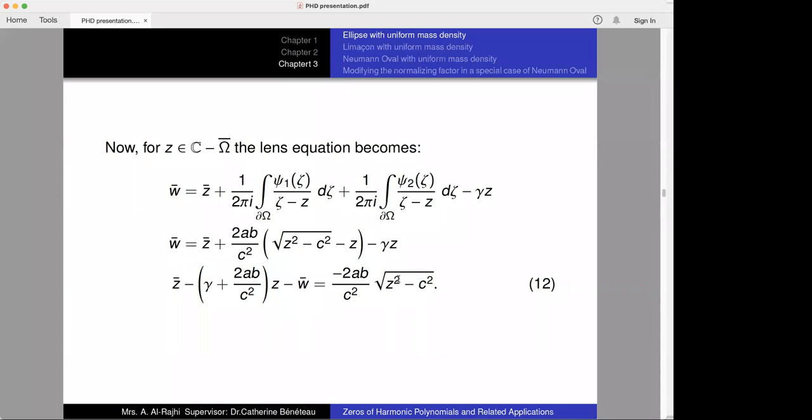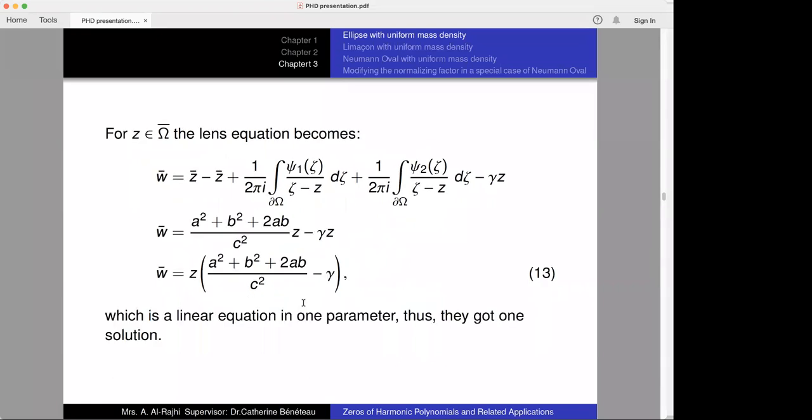As you notice here, we have a square root. So we will square both sides, and we will have a system. If we rewrite z as x plus iy, we will have a system of two real equations. And by using Bezout's theorem, we will have at most 4 solutions for z outside the domain.